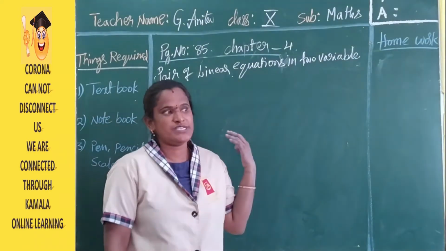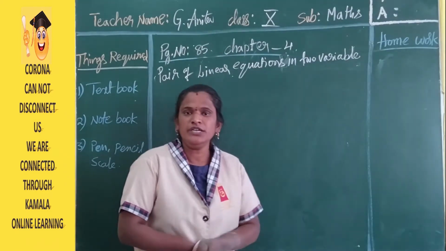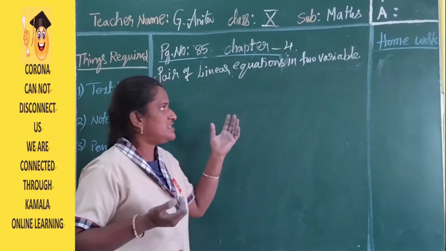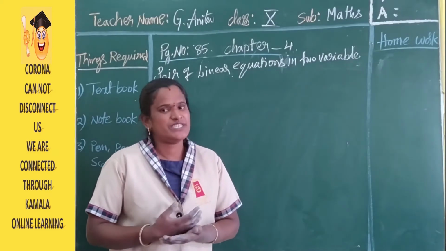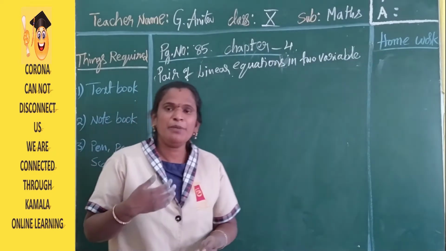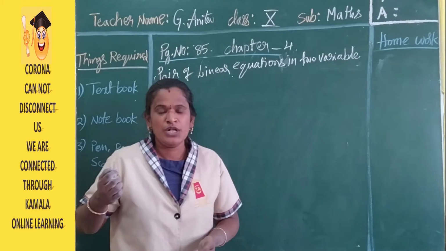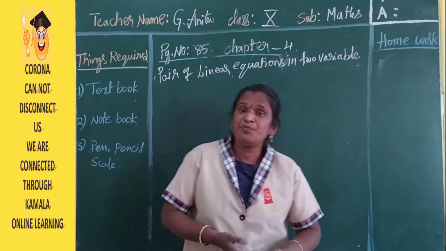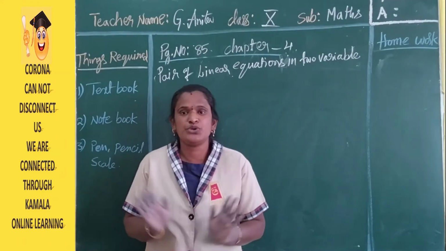Already we learned the meaning of pair of linear equations in two variables, and two methods also. When a1 by a2 is not equal to b1 by b2, the graphical representation is intersecting lines; the given system is consistent and independent, and it has one solution. And when a1 by a2 is equal to b1 by b2 but not equal to c1 by c2, the given system is inconsistent, the graphical representation is parallel lines, and it has no solution.